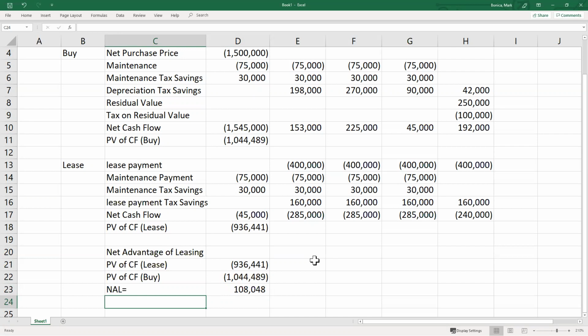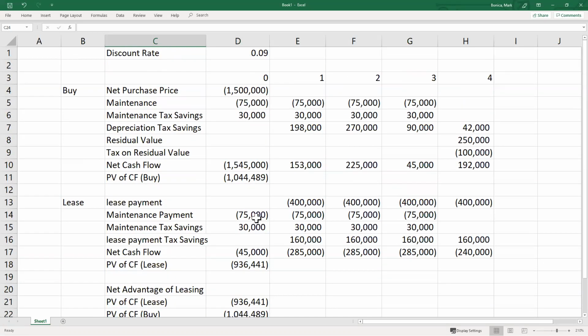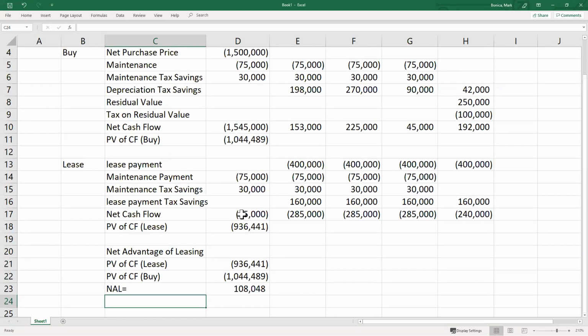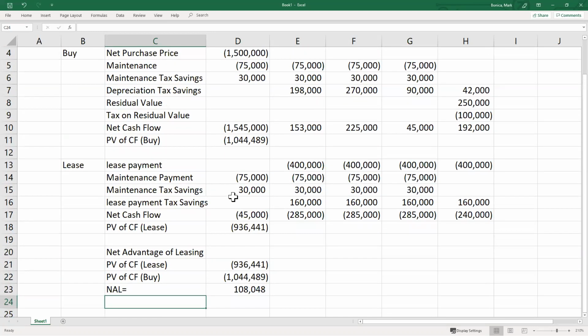Okay, so my answer is slightly different from the book answer, again, because of my interpretation of the way the problem is written: the maintenance payments and their associated tax savings happen at time 0, 1, 2, and 3. The book answer has them shifted to the right 1 year, and I didn't see that in the write-up of the problem. Okay, so that's using the NAL option.